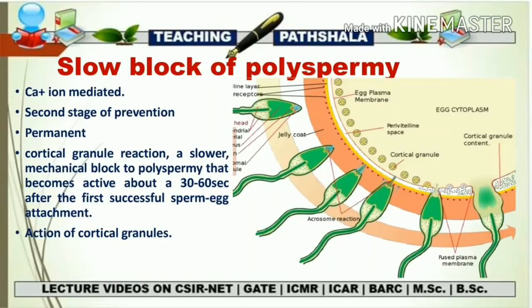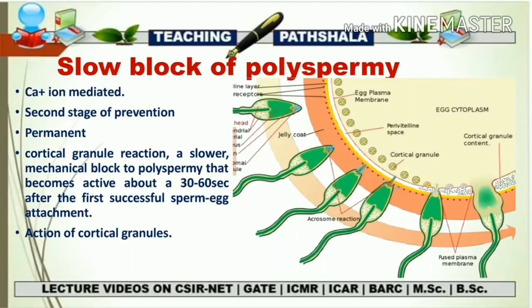Now let's talk about the slow block of polyspermy. This slow block of polyspermy mainly takes place I think 30 to 60 seconds after the first successful binding of a sperm with the egg membrane. So it is a calcium ion mediated blockage. So calcium ion is involved in this whole process. It is the second stage of prevention of polyspermy, and it is permanent, although the first block was only transient.